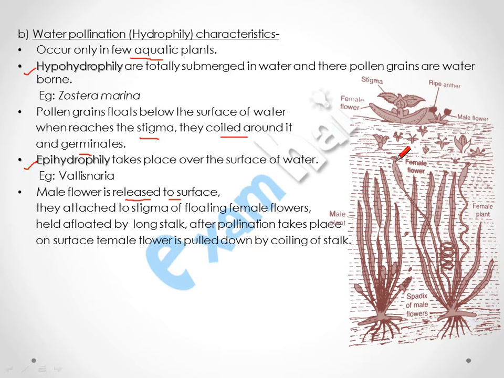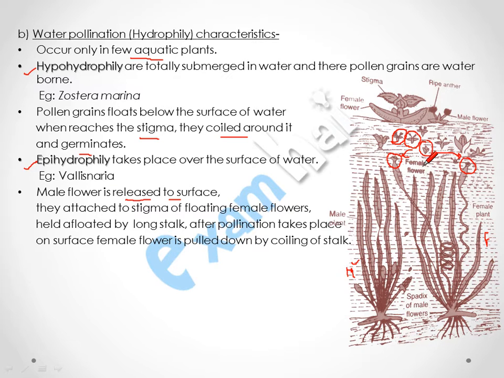As you can see in this diagram, this is the male plant and this is the female plant. The flowers of the male plant are released on the surface of the water, and they get attached to the stigma of the floating female flower.